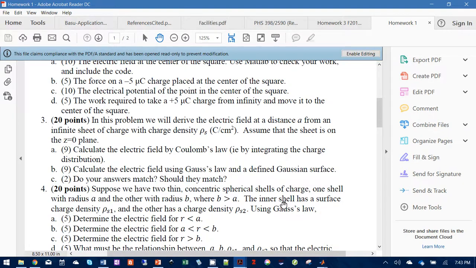Yeah, so there's two ways that you solve this problem. One is by integrating the electric field. That's the brute force sort of method. That's part A. And part B is where you use Gauss's law. When you use Gauss's law, then you have to define a Gaussian surface, where everywhere on that surface, the electric field is perpendicular to the surface, and it should be the same everywhere on the surface.